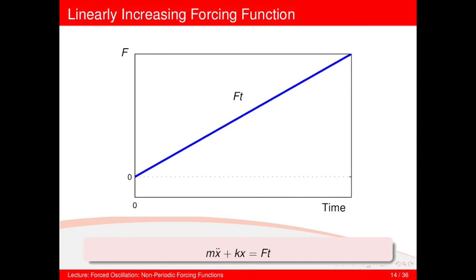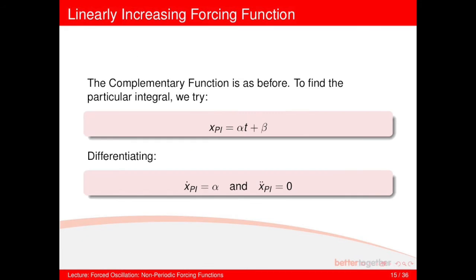What about a linearly increasing forcing function? Here our forcing function, instead of just being a constant, is some constant multiplied by t. What do we try as our trial function? Well, let's look at that. Complementary function as before. It's an undamped system, so we just use the standard form that we found before. But a linearly increasing forcing function is actually a polynomial of t, and the order of that polynomial is 1. So we end up with an equation that looks like this: alpha t plus beta.